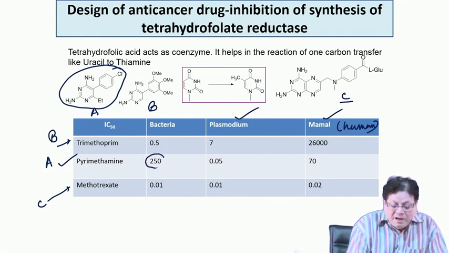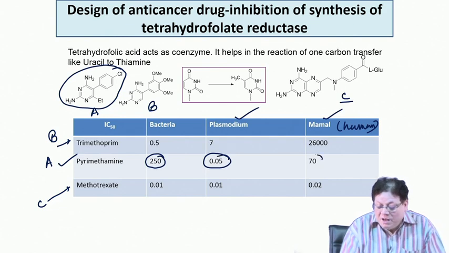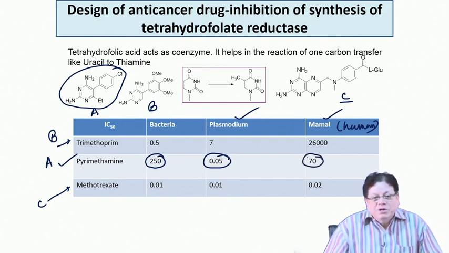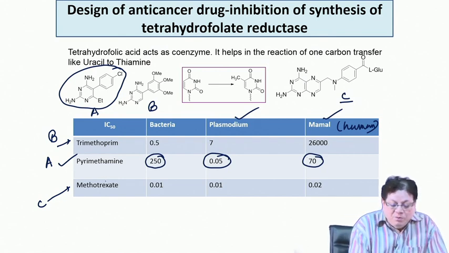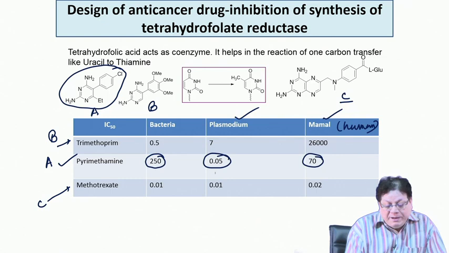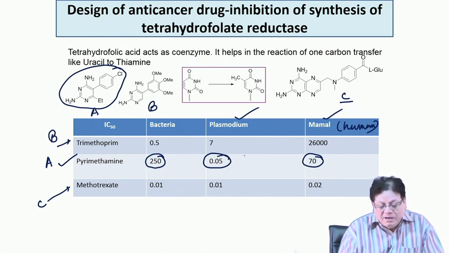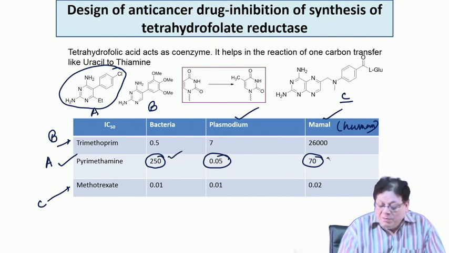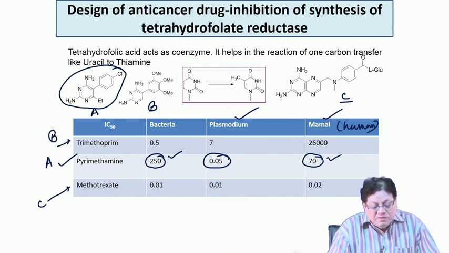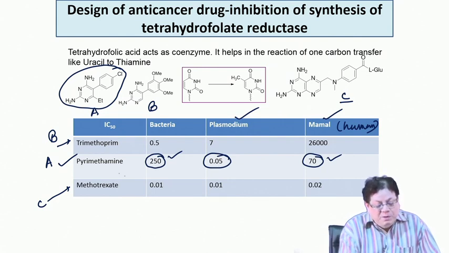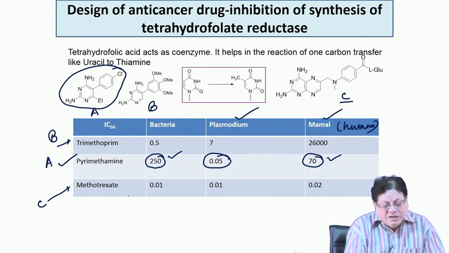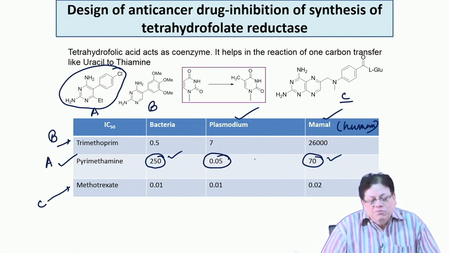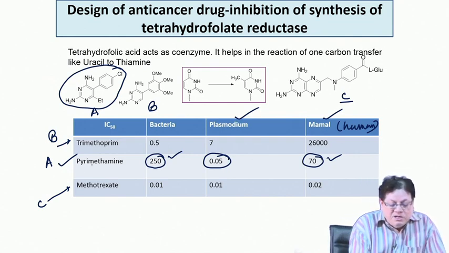and that is reflected in their IC50 values. IC50 is the inhibitory concentration required to inhibit 50% of the activity. The IC50 value for Plasmodium is 0.05, possibly microgram per milliliter, that is the unit, and for bacteria it is 250 and for mammal it is 70. So, you see it is extremely specific for Plasmodium. So, pyrimethamine is used as an anti-malarial agent, because Plasmodium is the causative organism for malaria.